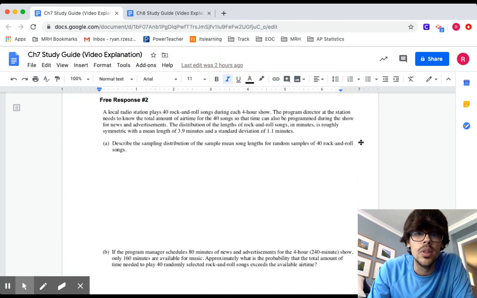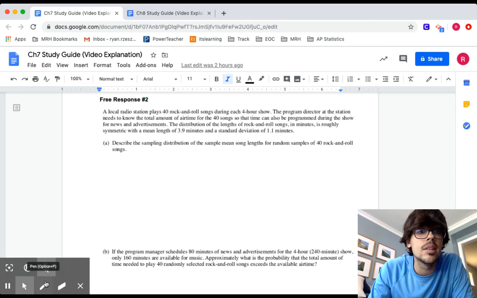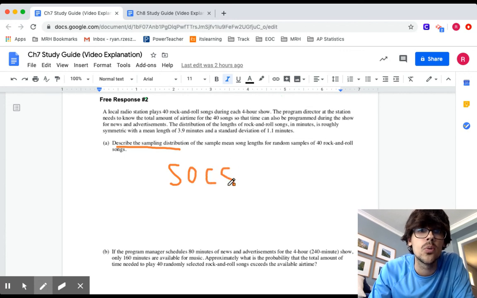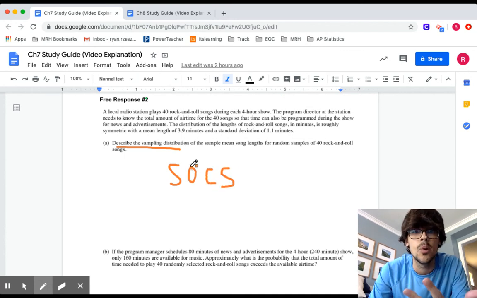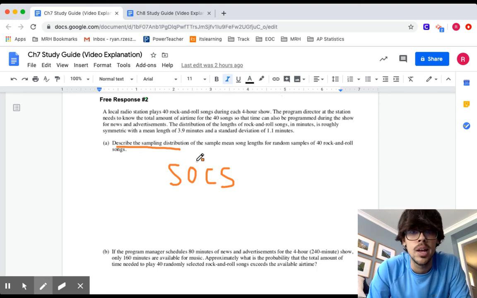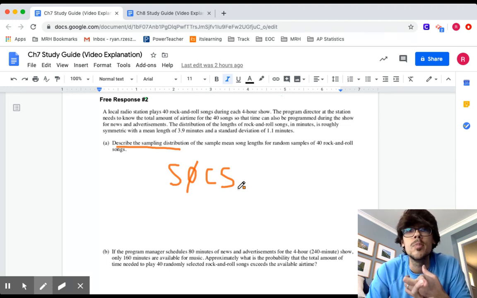I don't want to go over this. This is the one you guys try yourself, but I want to make a comment on this first part right here. When it says to describe the sampling distribution for this, they're talking about SOCS. Outliers aren't going to be relevant right here. So for SOCS, you have shape, you have center, you have spread. The shape is going to be approximately normal, assuming conditions are met. Don't worry about O.